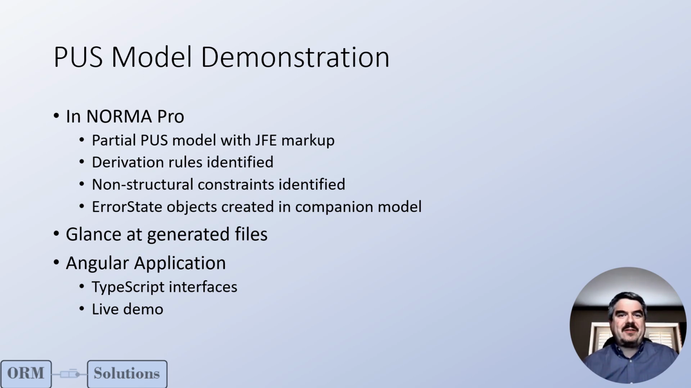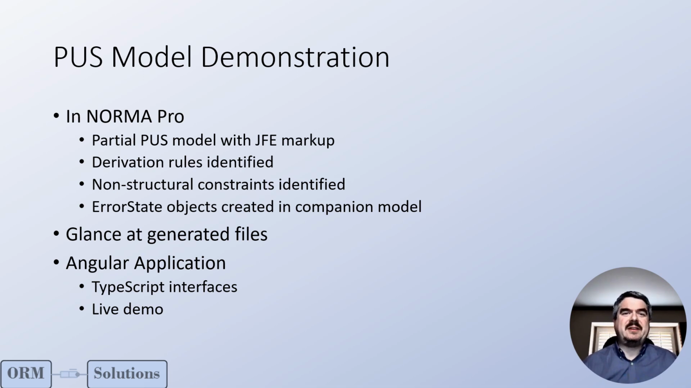Other parts, like a property, right? If you have a single property value, like a name, and the name's required, well, that's not structural, right? I can create the object without the name. So in that case, we have a constraint that we actually want to enforce. We'll look at the error state pattern, where I create an error state object which attaches to other objects in the model. That'll be all done in Norma Pro.